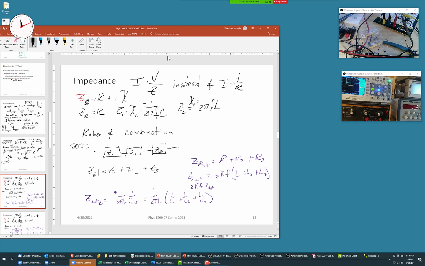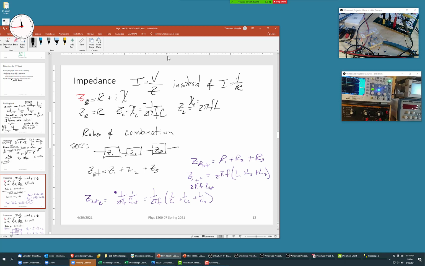Now, rules of combination. Well, in series, you have 3 impedances in a row, and so you just add them, Z1 plus Z2 plus Z3. And at the moment, we're going to ignore the vector part of it, because we're just going to say, what if there are 3 resistors? Well, that one was pretty easy. And then what about inductors? Well, that's not too much harder.